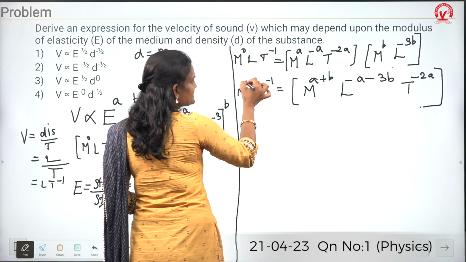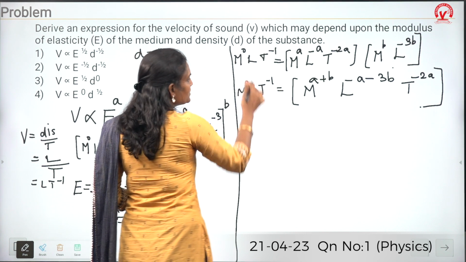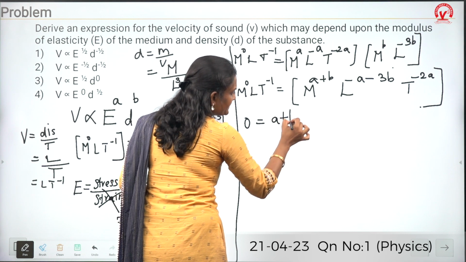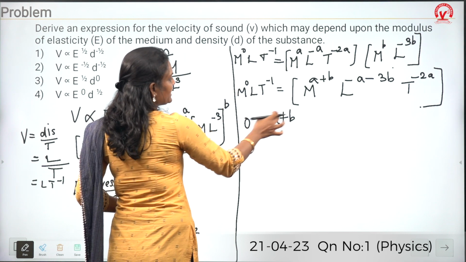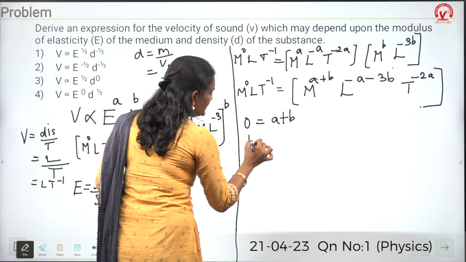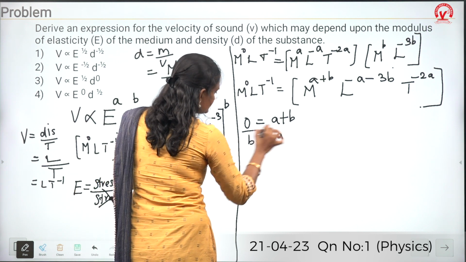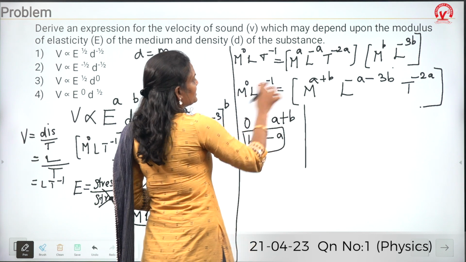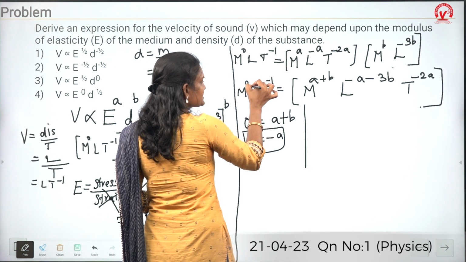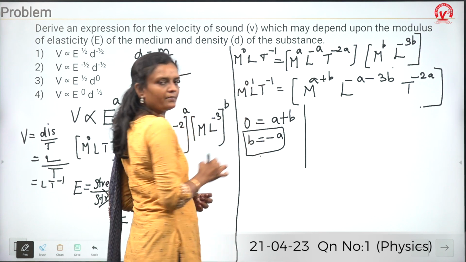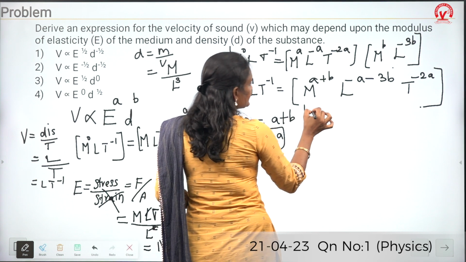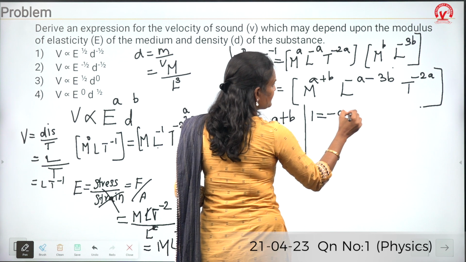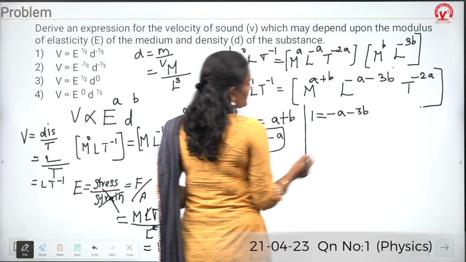Now equate this equation. Here for mass the power is 0, so I am going to equate the powers. 0 is equal to a plus b. So b is equal to minus a. And second one, L I am going to equate. Here this L power can be written as L power 1. So we are having power 1. 1 is equal to minus a minus 3b.